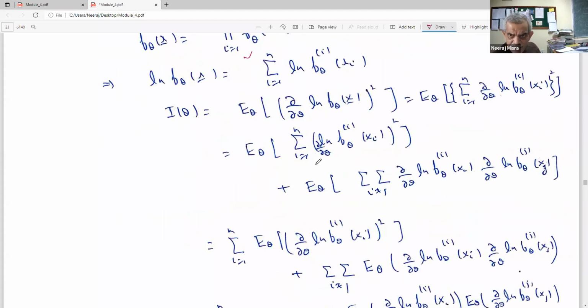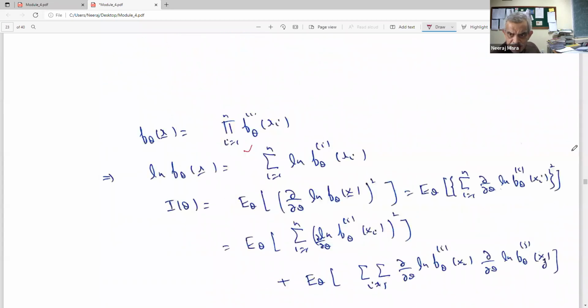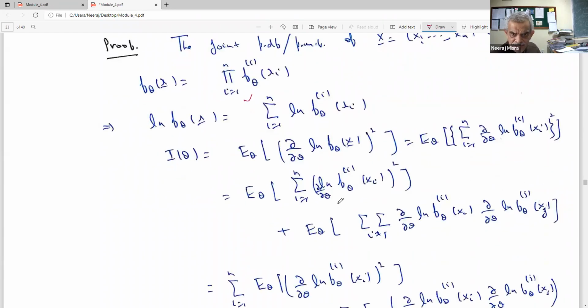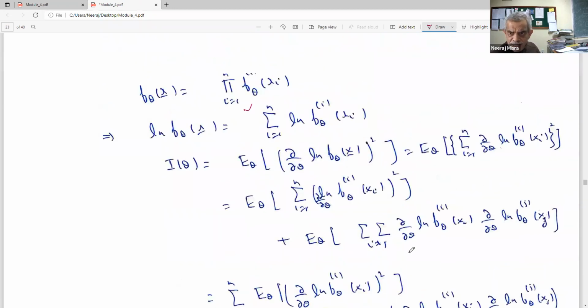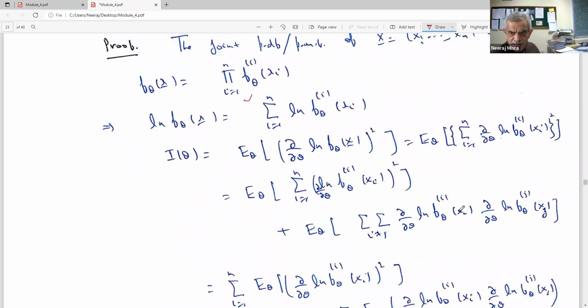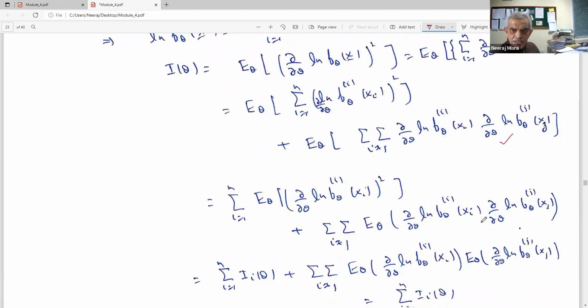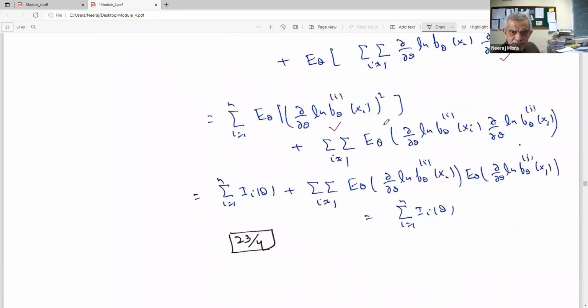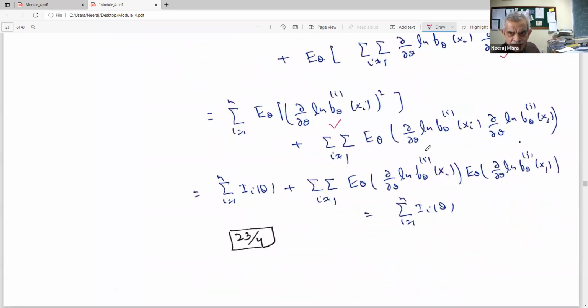which is the same as the expected value of, this is a sum. So this is a sum of squares, del by del theta log f theta i xi, whole square, plus a double sum, i not equal to j, where log f theta i is coming and log f theta j is coming. So del by del theta log f theta i xi, del by del theta log f theta j xj, for i not equal to j. Okay, so this is the same as, I can take the expectation inside, so that is summation i equal to 1 to n, expected value of del by del theta log f theta i xi, whole square, plus summation i not equal to j, expected value of del by del theta log f theta i xi into del by del theta log f theta j xj.